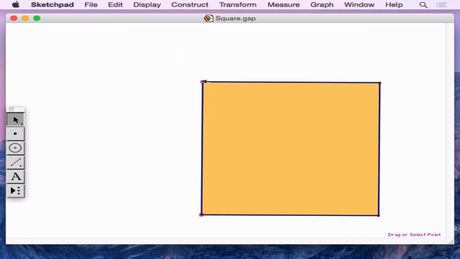So if I come over to this vertex and construct the angle bisector. Angle bisector. I get that. So I should do another one? Yeah. Okay. Just in case.